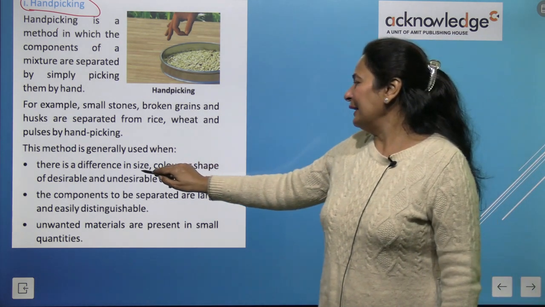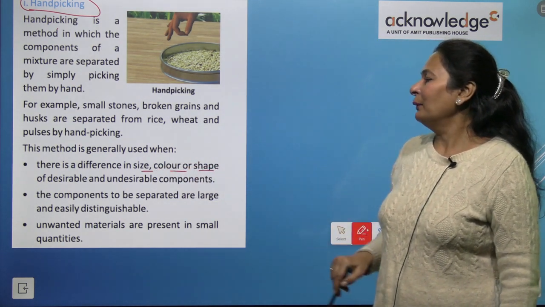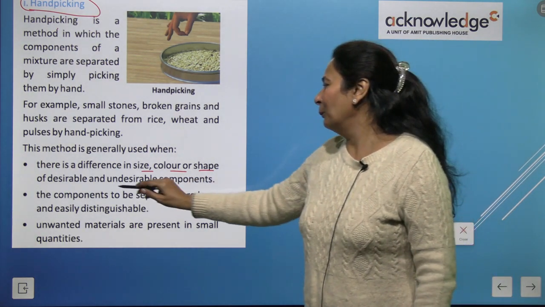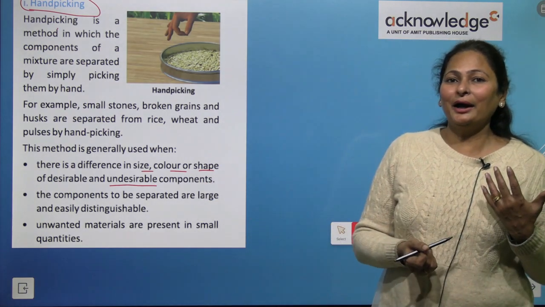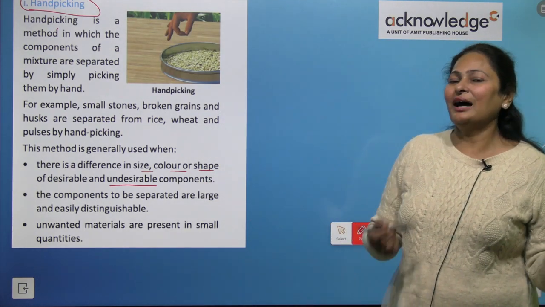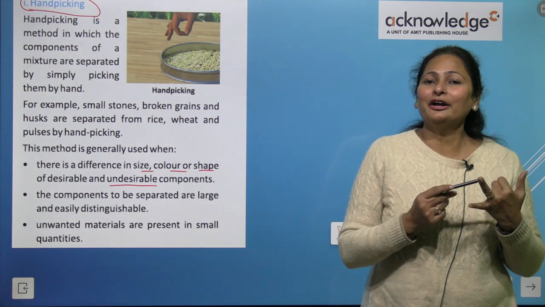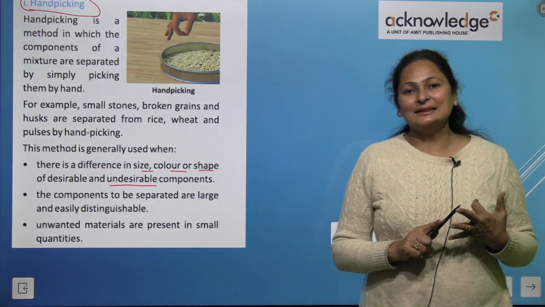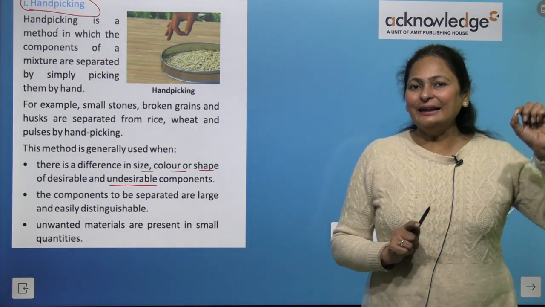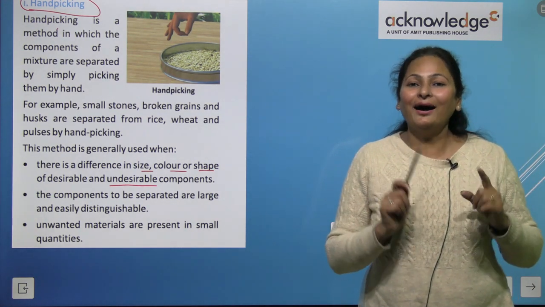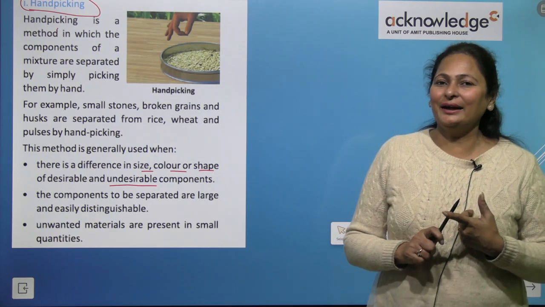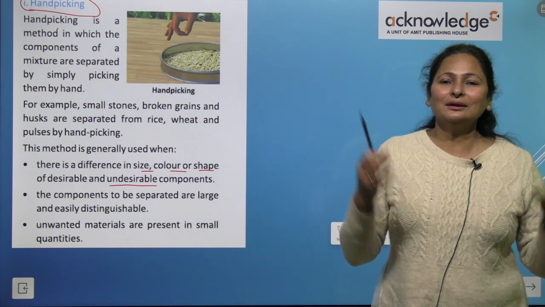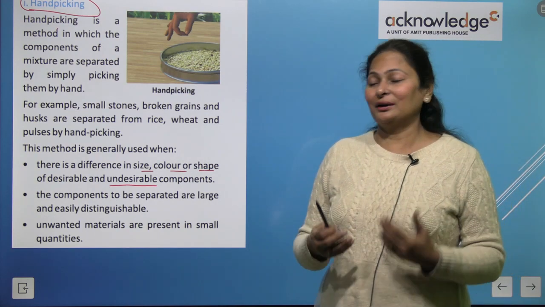So the desirable and undesirable components must be of a different size, color or shape, so that you can easily identify the undesirable thing, right? Otherwise everything is mixed, how will you find it? It is very difficult, the whole day will go in doing just one activity, right?